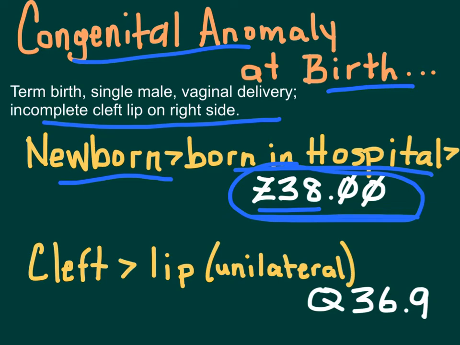And this leads us to code Z38.00. Then we will pull in the code for the congenital condition. In this case, we have cleft as the main term, lip as a subterm. It tells us it's on the right side. It also tells us it's incomplete. That's just telling us that it's a unilateral cleft lip, which leads us to code Q36.9.